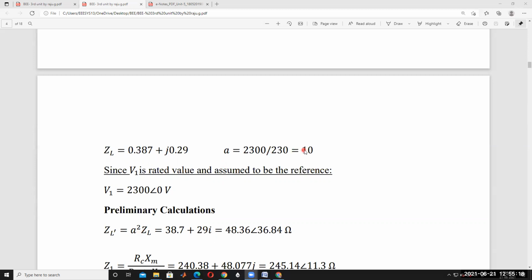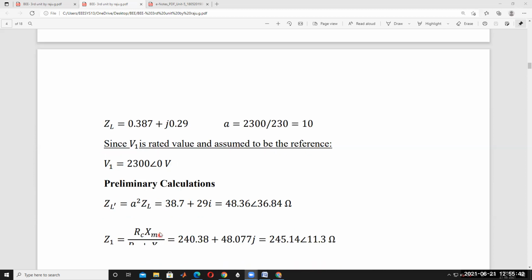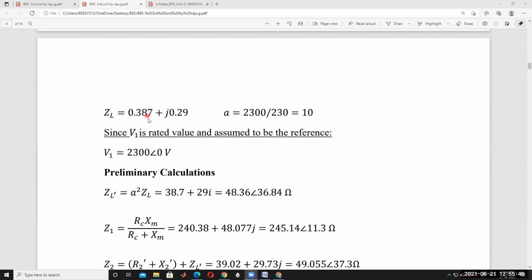Understood? V1 by V2 is nothing but 10, so 10 square into ZL. Otherwise, ZL by K square, where K is equal to N2 by N1. That's why K is equal to 1 by 10. You will get the same result either way. If you use the turns ratio, ZL dash is equal to A square times ZL. A is nothing but 10, so A square means 100. Multiply 100 into this equation and you will get 38.7 plus j29.